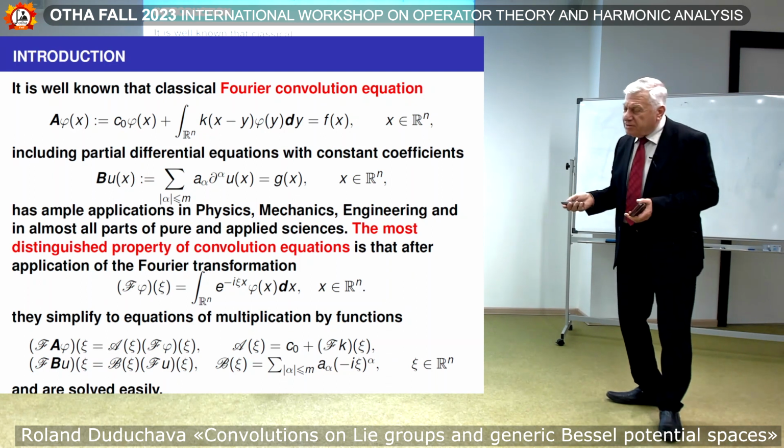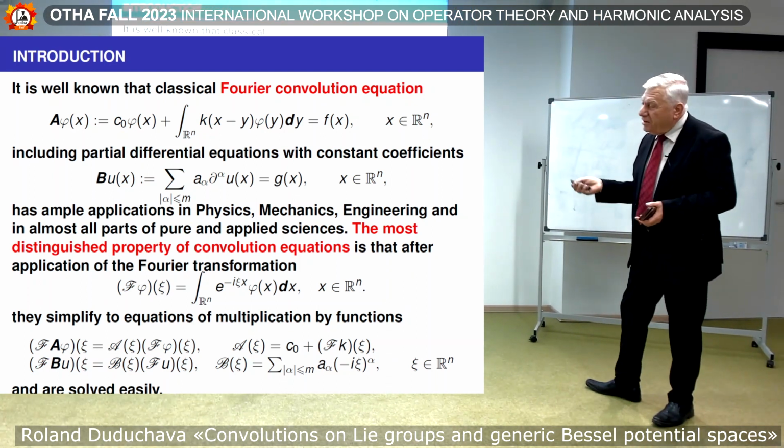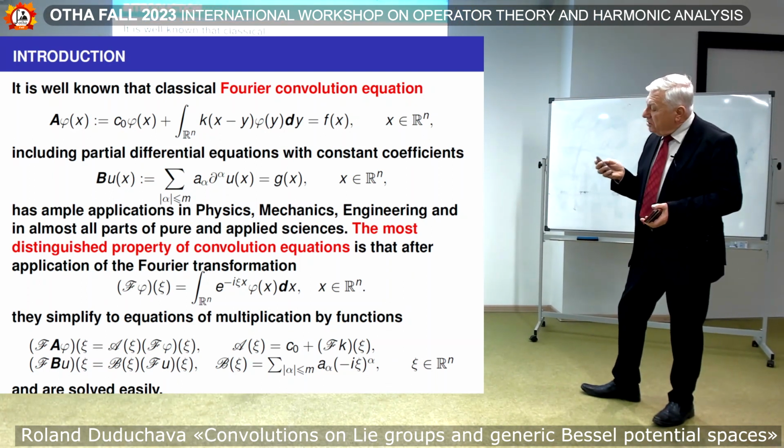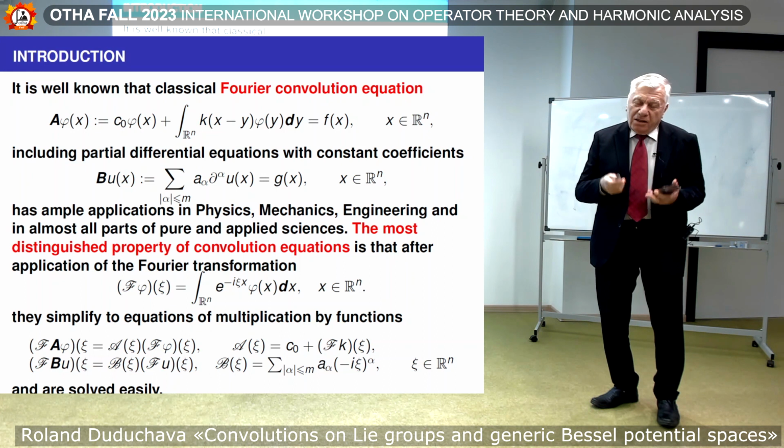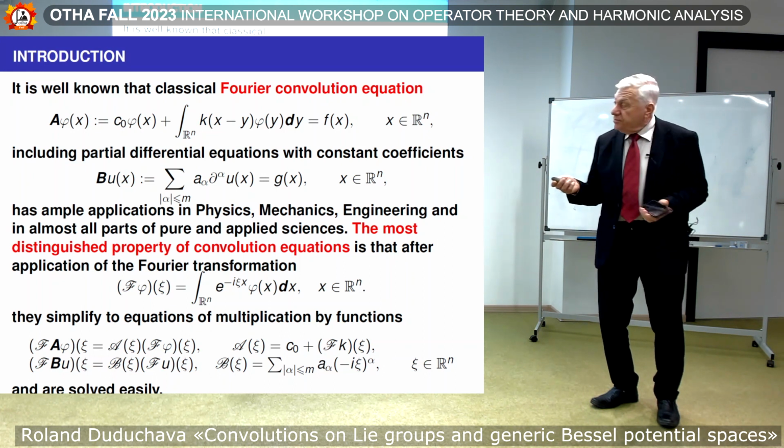I will give you an example of Igari, which shows that not all convolution operators which have elliptic symbols are invertible. Okay.